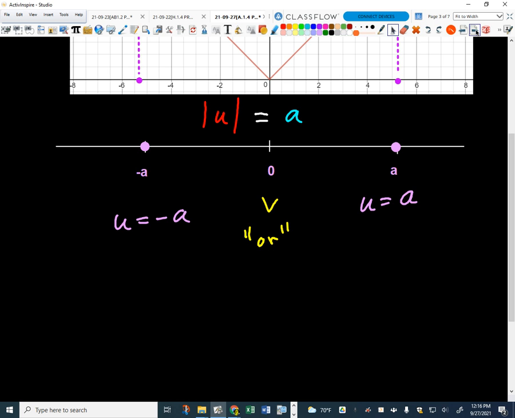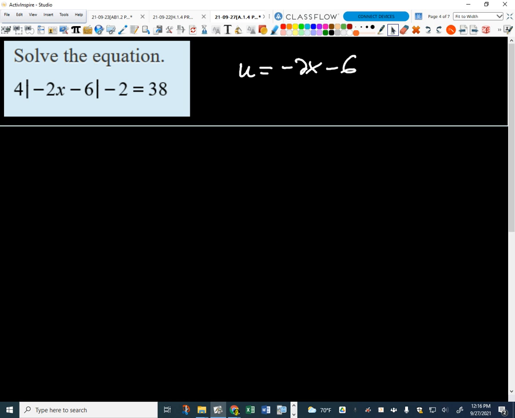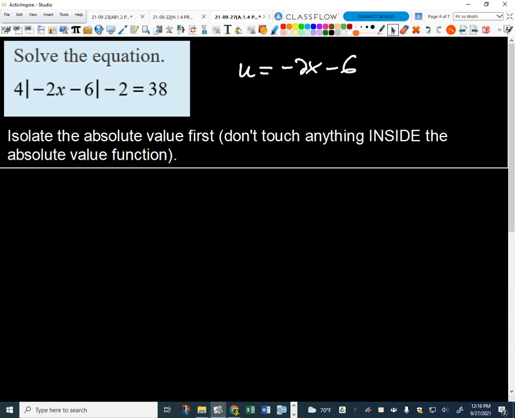What if we have something like this? Okay. So I've got 4 times the absolute value of negative 2x minus 6, minus 2 equals 38. That looks much harder, but I'm telling you, it's not really that much harder. What do we do here? Well, our first step is we always want to isolate the absolute value. We can't touch anything inside the absolute values. It's totally off limits, right?